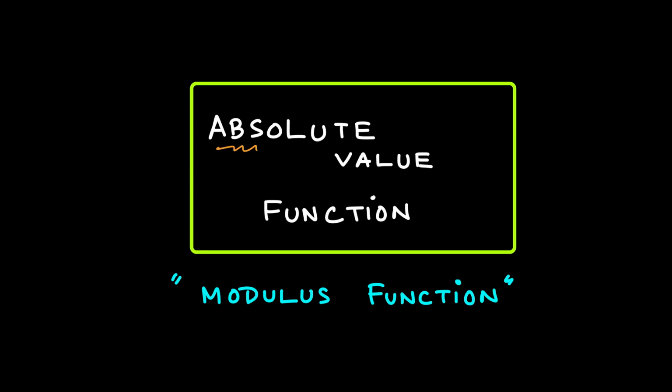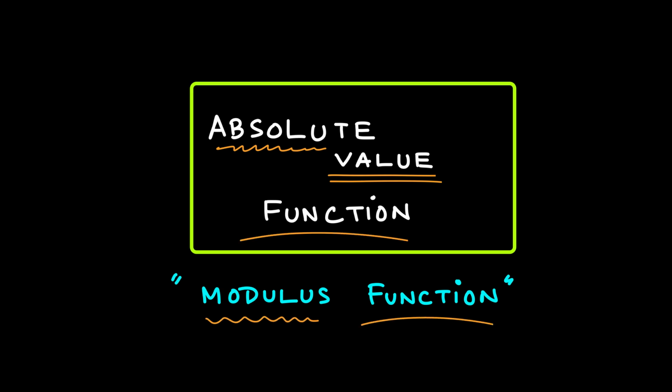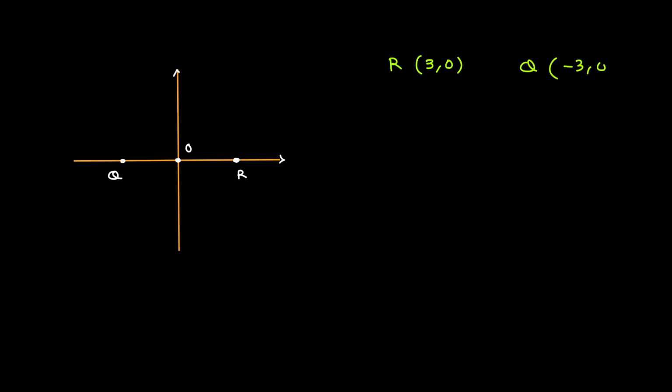In this video, our focus is on understanding what an absolute value function is. It's also popularly known as the modulus function. Let me draw a grid, x-axis, y-axis, and let me label 2 points over here. This point I'm labeling as R, and the other point I'm labeling as Q, and the origin is right over here. The coordinates of R are 3, 0, and the coordinates of Q are negative 3, 0.